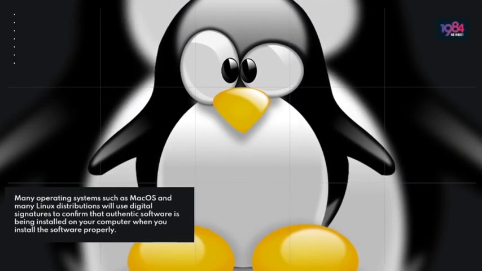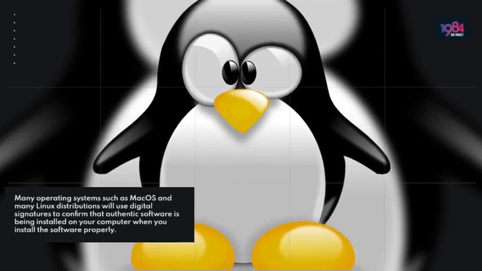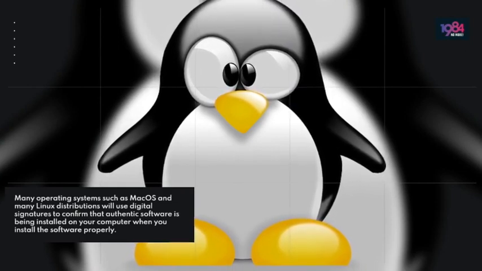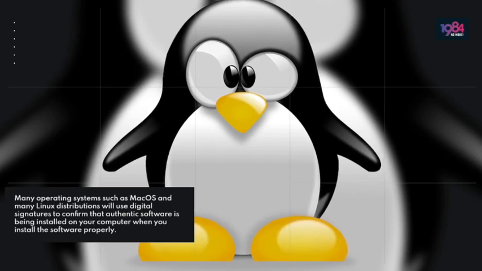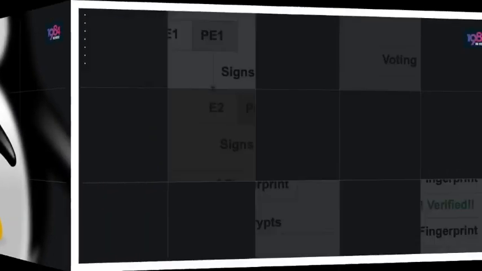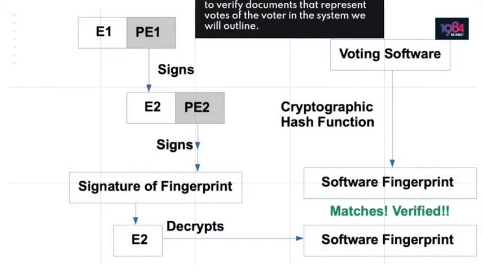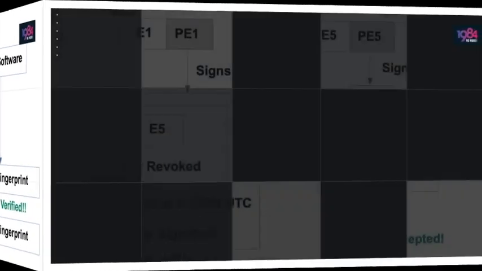Many operating systems such as Mac OS and many Linux distributions will use digital signatures to confirm that authentic software is being installed on your computer when you install the software properly. We will be using digital signatures to verify documents that represent votes of the voter in a system we will outline.